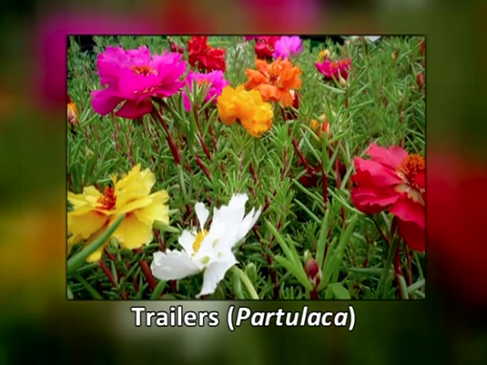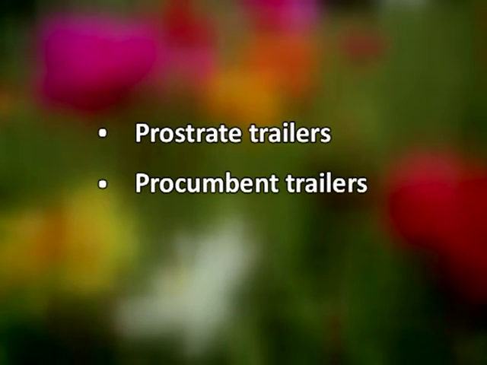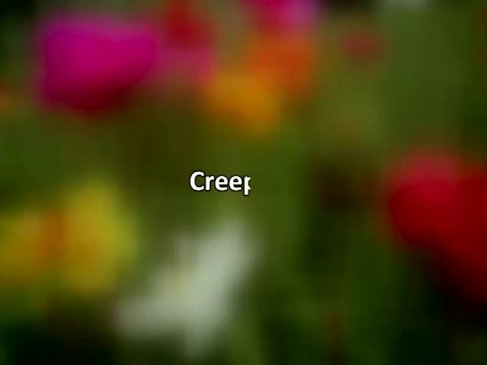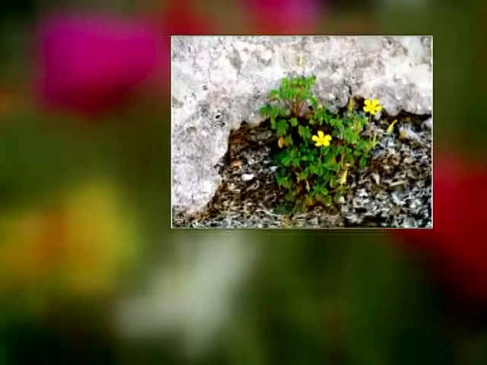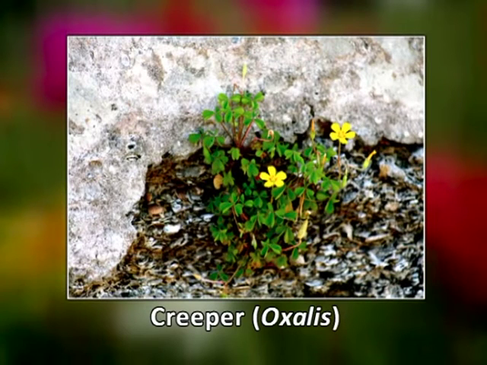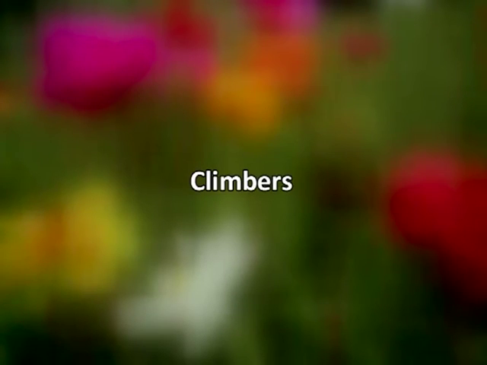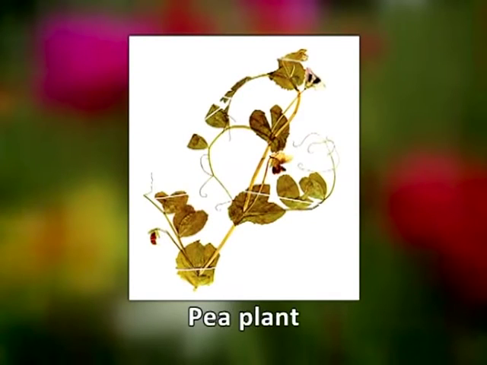Angiosperms possess diverse forms or modifications. Some common modifications are as under. Trailers. These are the plants with a weak stem trailing on the ground without rooting at the nodes. They may be classified into prostrate, procumbent or decumbent trailers. Next is creeper. Here the stem is weak and creeps on the surface of the soil. The creeping stem produces roots at the nodal region, for example oxalis. In case of climbers, the plants climb on the neighboring objects with some special devices, for example pea.